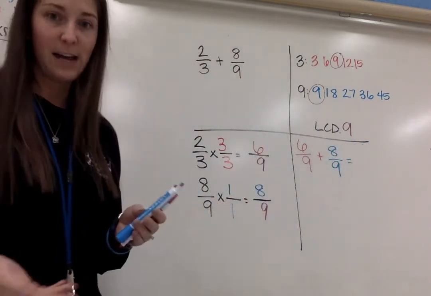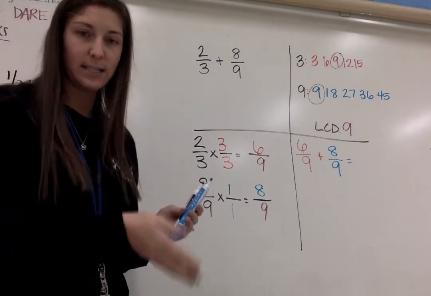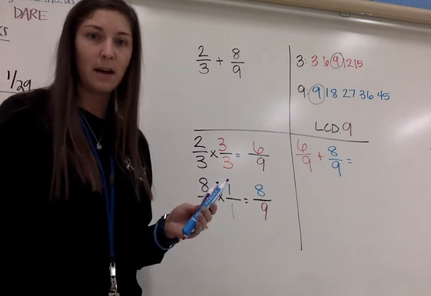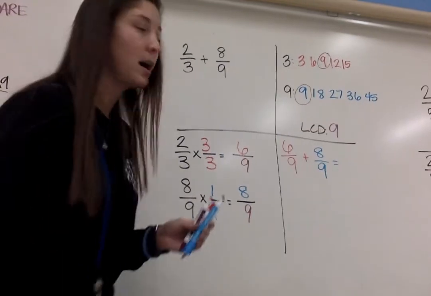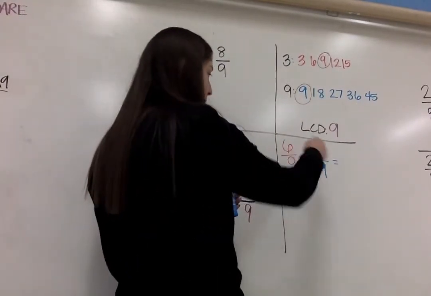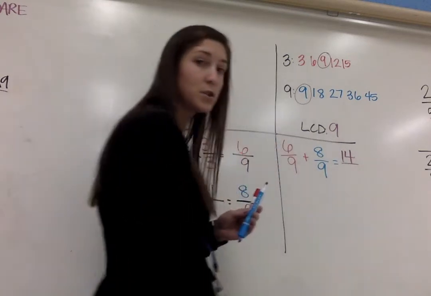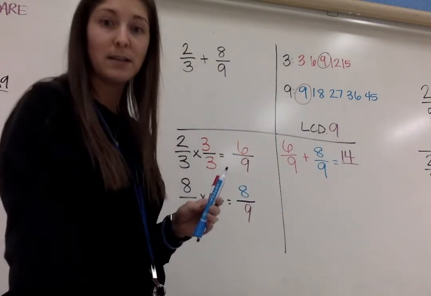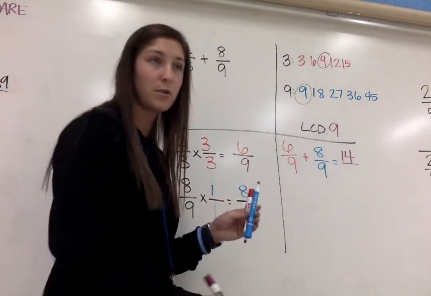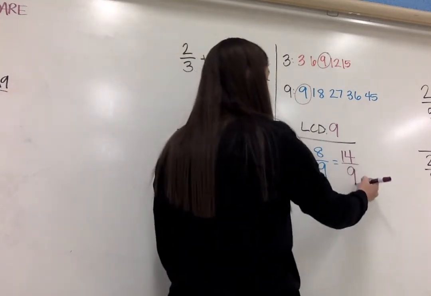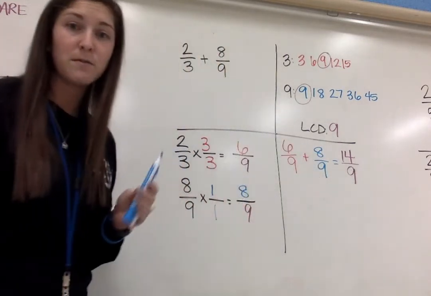Now, I've got to add both of these things up. So I've got 6/9 plus 8/9. So when I look at my board here, I know 6 plus 8 is 14. I also know that I do not add my denominators, so my denominator is going to stay the same with 9. I have the fraction 14/9.